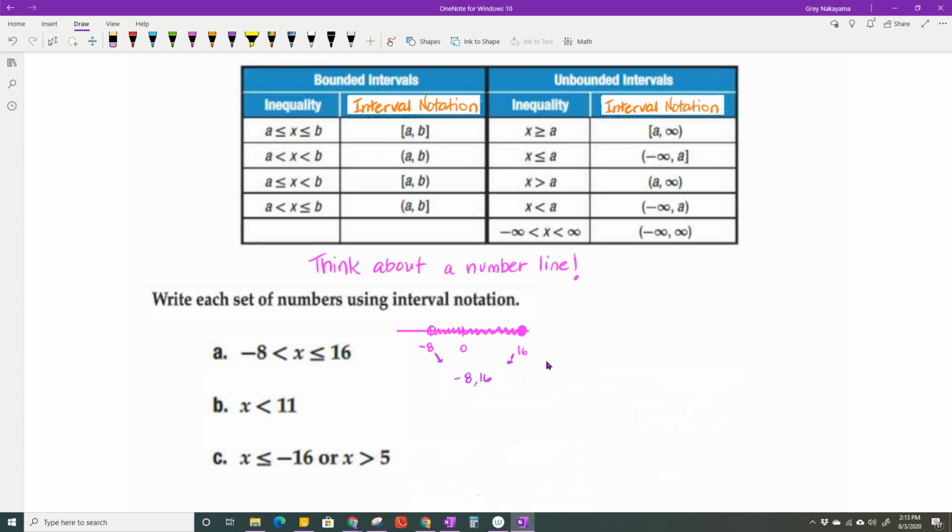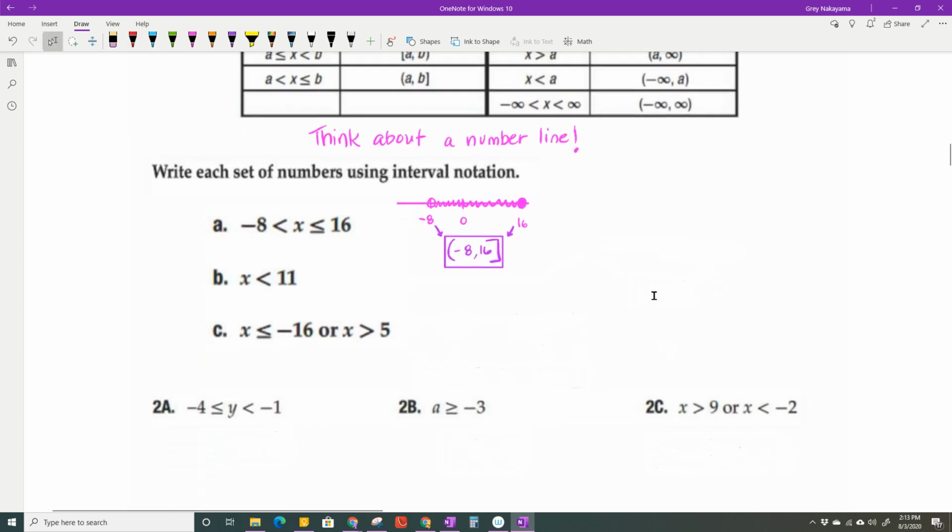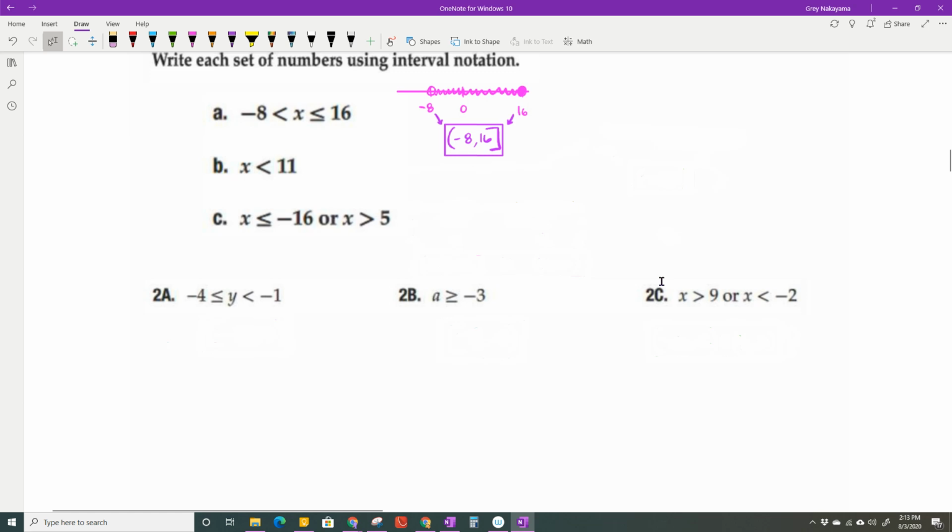And then I have to think, do I need a parentheses or a bracket? Well, the negative 8 doesn't have an equal sign, so it's parentheses. The 16 does, so it's a bracket. And that's all it is. Okay, let's look at another one. I have x is less than or equal to 11.